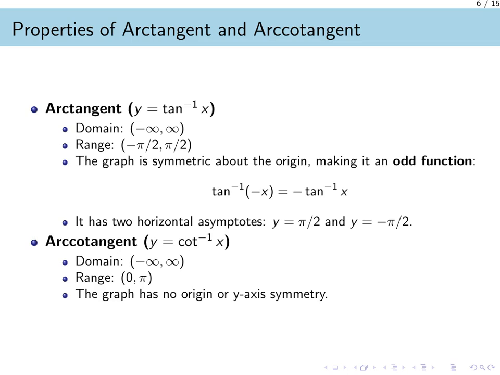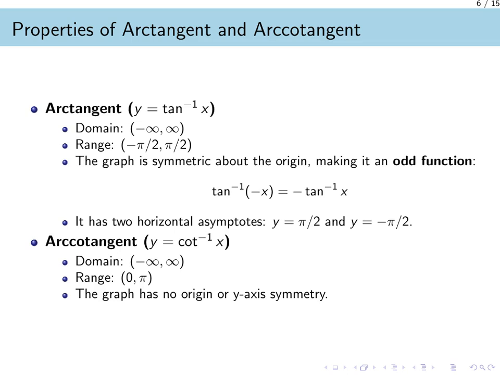In contrast, the arccotangent function also has a domain of all real numbers, but its range of output angles is the open interval from 0 to pi. Unlike arctangent, the arccotangent graph has no simple symmetry. The most crucial takeaway is the difference in their ranges.